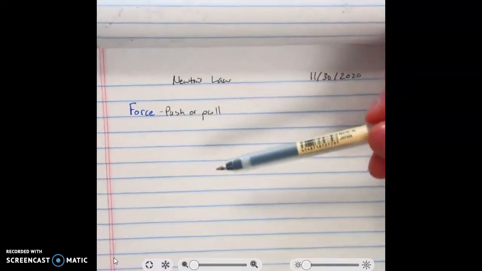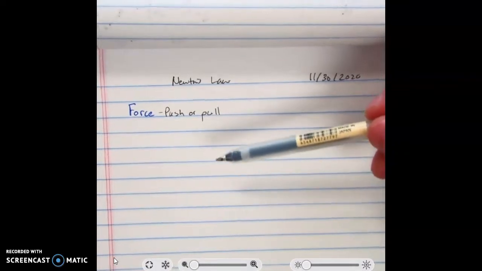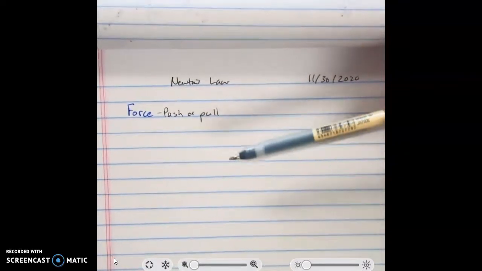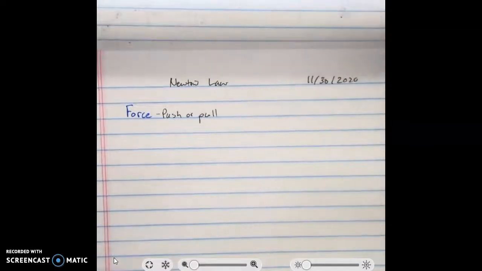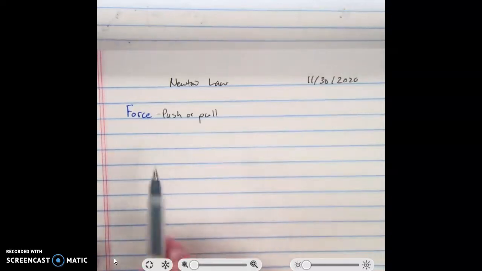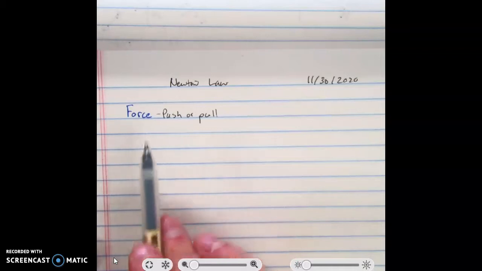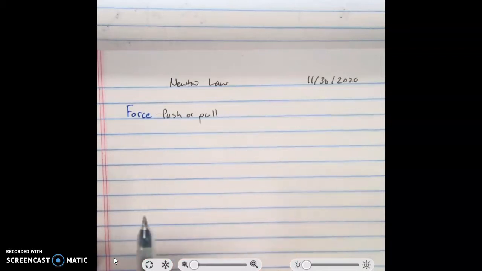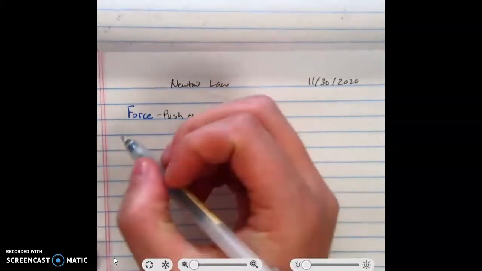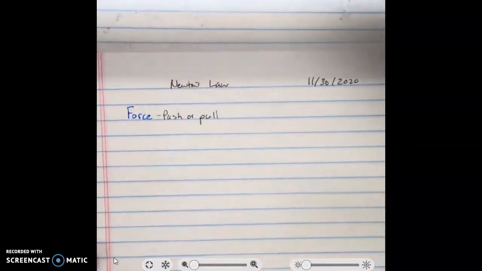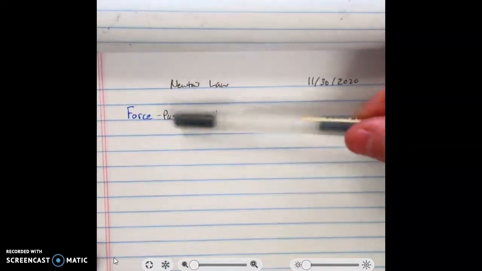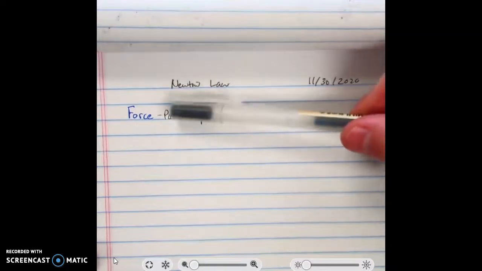You sitting down right now, you are pushing on the object you're sitting on. You're standing, you're pushing on the floor. So you're always constantly pushing or pulling on stuff. Whenever that's done, a force is considered to be applied. Now, a key thing to understand is the way we're going to look at forces is you must be in contact.